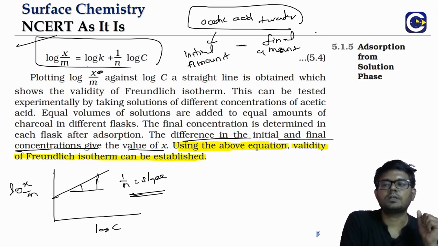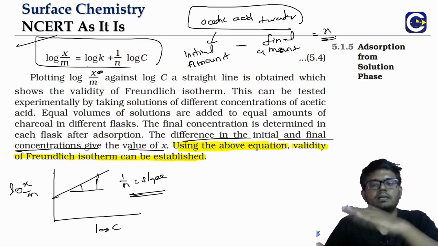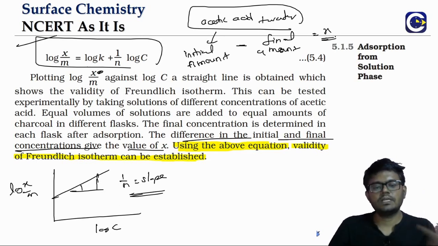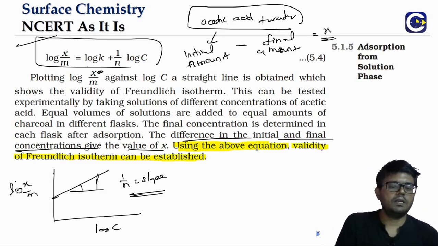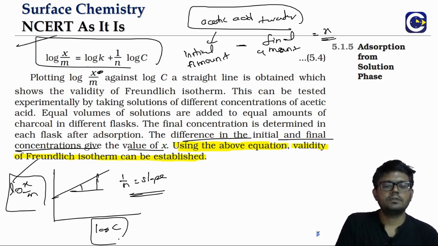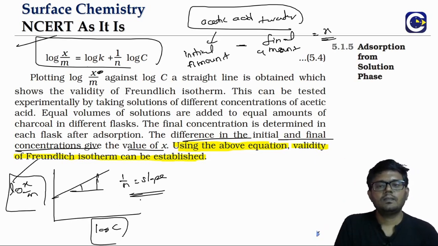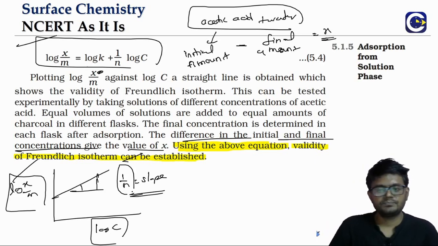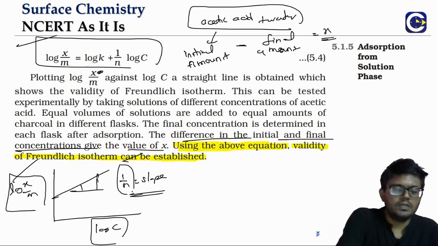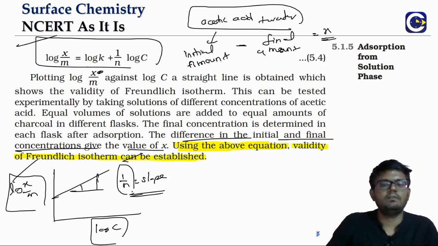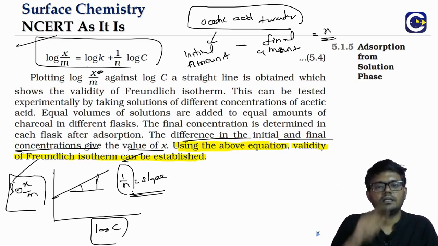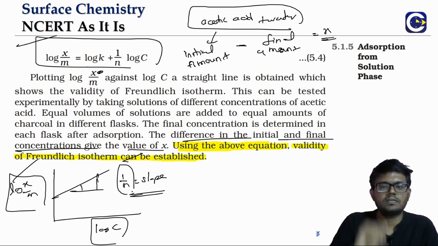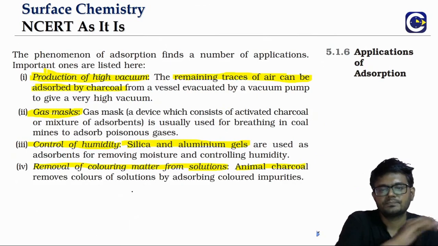The difference between them is the amount that is coming and settling on the surface of the solid. So that way we can measure the value of X by M and plot it. When we see the log X by M versus log C graph coming as a straight line, the slope will be 1 by N, and thereby we can validate the applicability of the Freundlich isotherm, just like the way we validated for the case of adsorption of a gas on the surface of a solid. Here also we can validate that.